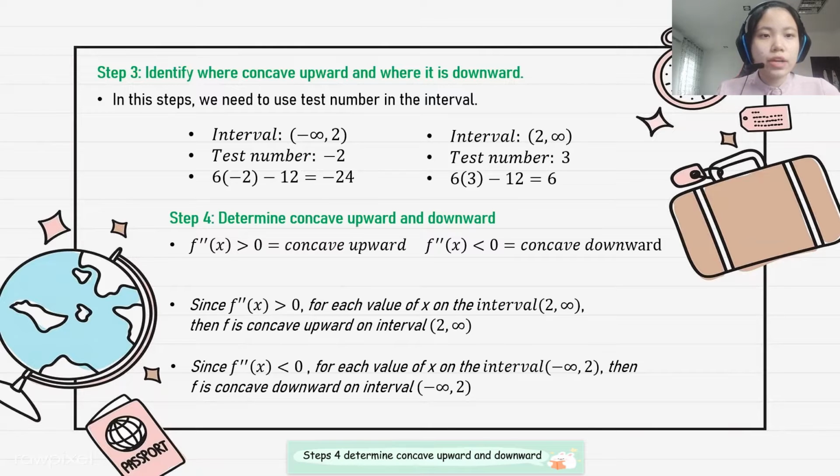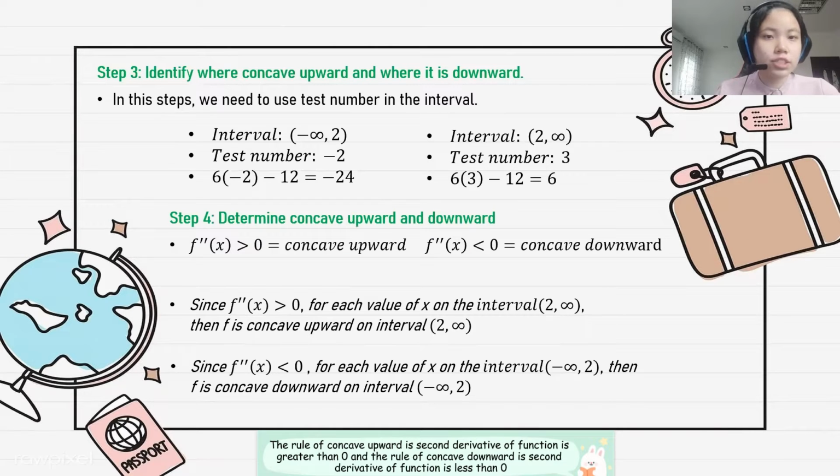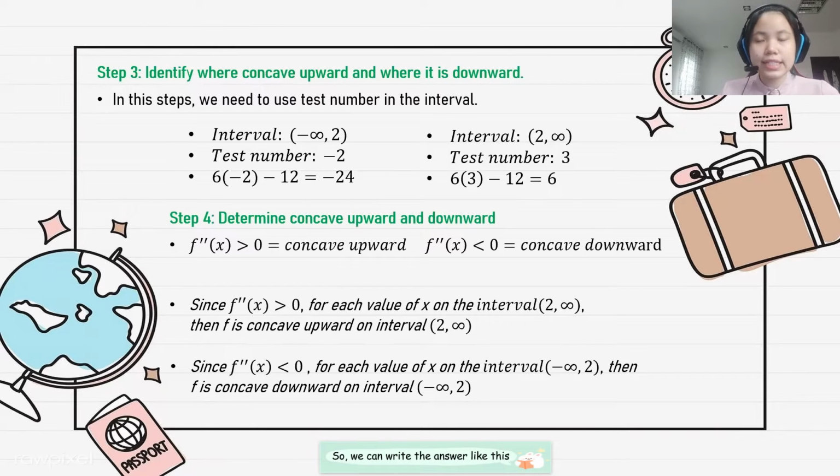Step 4, determine concave upward and downward. The rule for concave upward is that the second derivative of the function is greater than 0, and the rule for concave downward is that the second derivative of the function is less than 0. So we can write the answer like this.